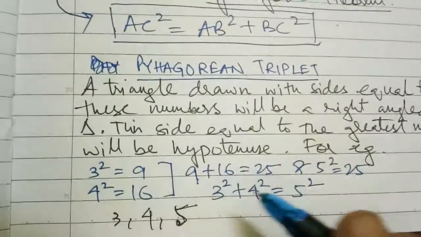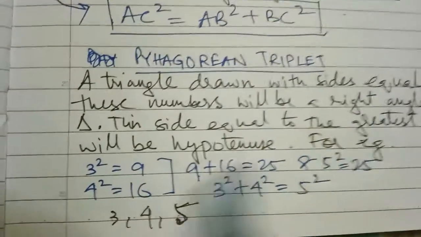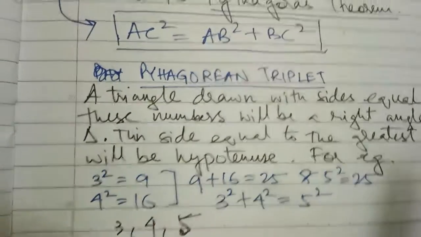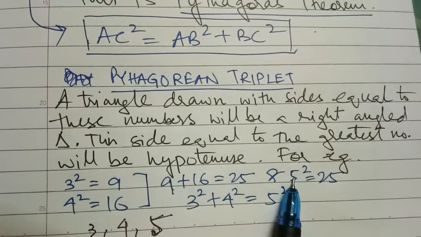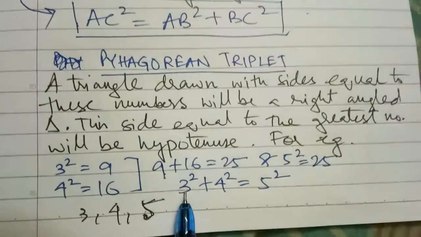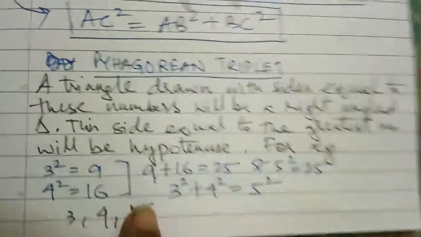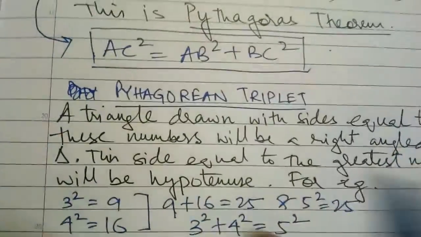But here I have to show you how the hypotenuse is the longest. From here I have taken 3 square is 9, 4 square is 16. Now 9 plus 16 is 25. I can write 5 square is 25 also. Now from here I can write 3 square plus 4 square equals 5 square. This is one example I have taken. I will take one more example.